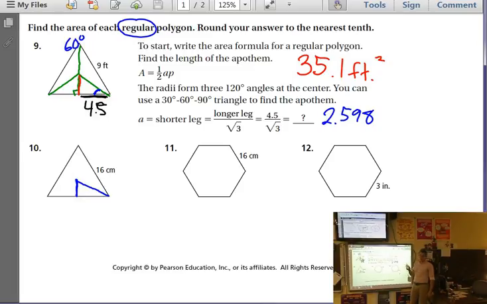So again, any regular triangle will end up making a 30, 60, 90 special right triangle. So right down here, we have a longer leg of 8 and a shorter leg that we don't know, and that's our apothem. And then some hypotenuse that we don't really care about, that's our radius here. So this works because it's the 30, 60, 90 relationship. So you can just take your 8, divide by radical 3, and that'll give you the apothem.